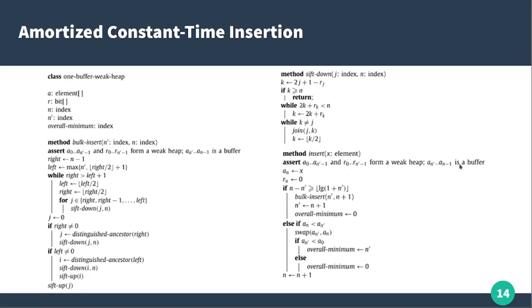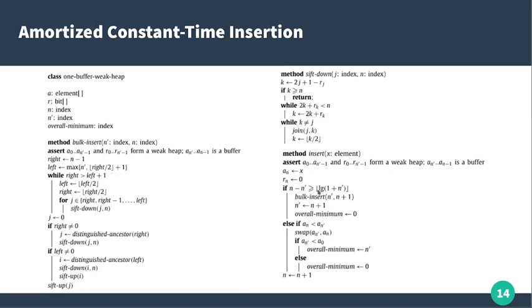You can see here, the minimum of each of the arrays is at the front of the subarrays, and n denotes the current number of elements in the element array, and the variable n prime specifies the starting position of the buffer. The buffer size is never larger than log of 1 plus n prime. A new element is inserted into the buffer, and if this causes the buffer to exceed its capacity, a bulk insertion is performed by embedding all the elements into the weak heap.